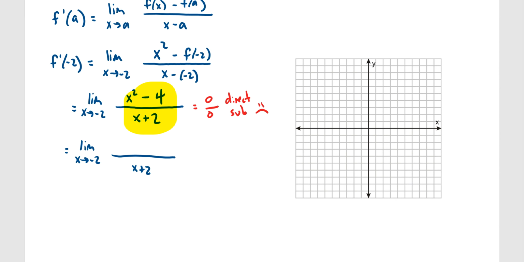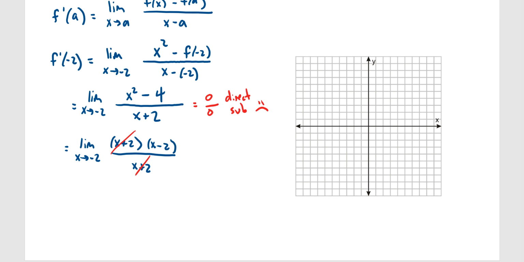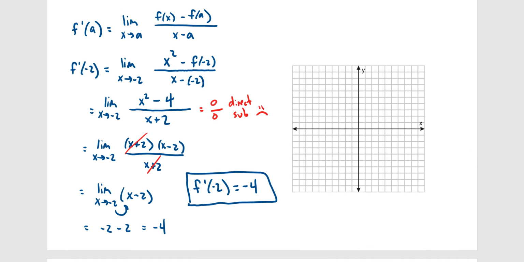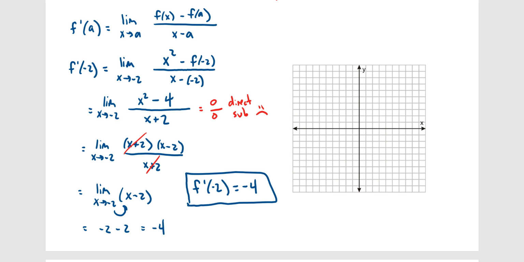The numerator can be factored to x plus 2 times x minus 2. And now you can cancel off common factors of x plus 2. And you end up getting the limit as x approaches -2 of x minus 2. Now you do direct substitution. You plug in -2. That's -2 minus 2, which is -4. So we just found out that f prime of -2 is -4. And before we create the graph and talk about it graphically, because graphs always help in calculus, let's talk about what this means from the previous page.